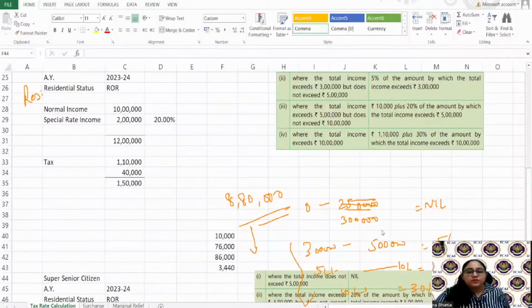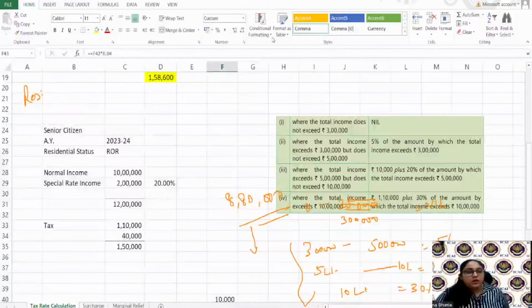How? On the first 3 lakh, there is no tax. Then on the next 3 lakh to 5 lakh, which is on 2 lakh income, there is 10,000. 10,000, and then on the next 3 lakh 80,000, it would be 20%. Total comes to 86,000, 10,000 plus 76,000, 86,000. Uspe cess लगाओगे 3440. So total would be 89440.